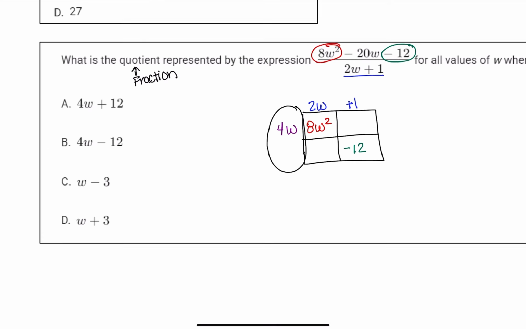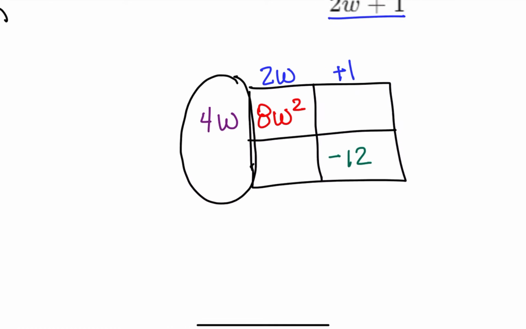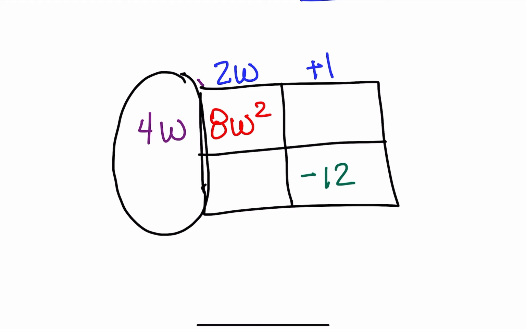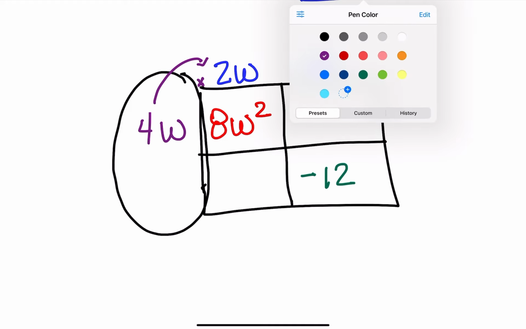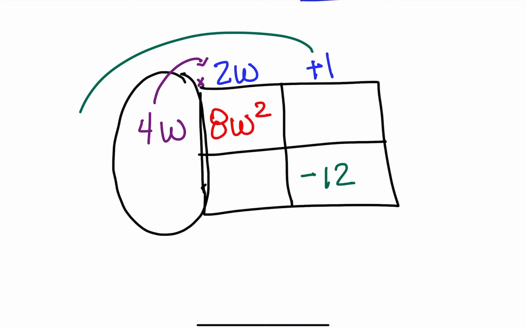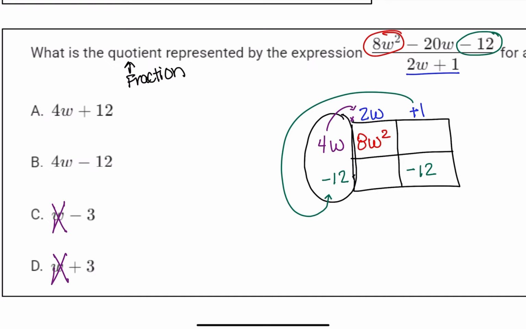So look at your answer choices. It's not C. It's not D because there's no 4. So now, because again, we're multiplying, 4 times 2 gives you 8. Now, 1 times something gives you your negative 12. Well, 1 times negative 12 gives you negative 12. So your answer is B.